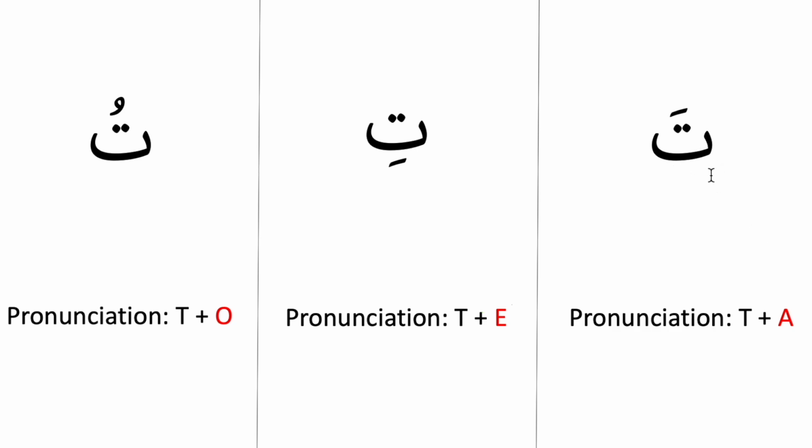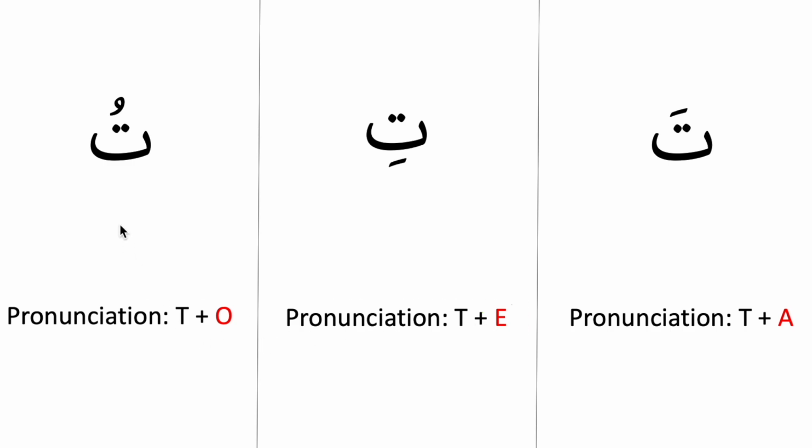What letter is this? Good job. T. How we pronounce T? Yes, we pronounce it as T in English. T here has Fatha on the top. So what we add to it? We add to the T A. So T plus A will be Ta. T has Kasra underneath it. What you add to the pronunciation of T? Yes, E. So it's going to be T plus E.